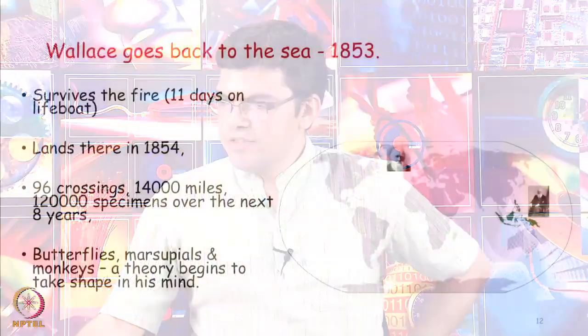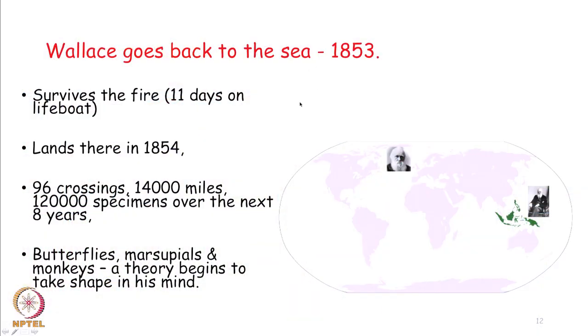So the next figure sort of summarizes Wallace's journey. Darwin is still in England, whereas Wallace has gone to the Malay archipelago, which is between Australia and the Asian landmass. He lands there in 1854, and on the bunch of these islands here, he makes about 100 crossings, travels thousands of miles and collects hundreds of thousands of specimens over the next 8 years.